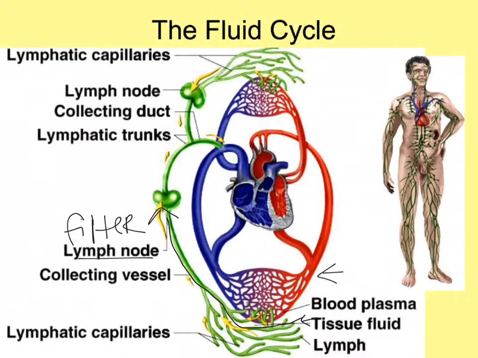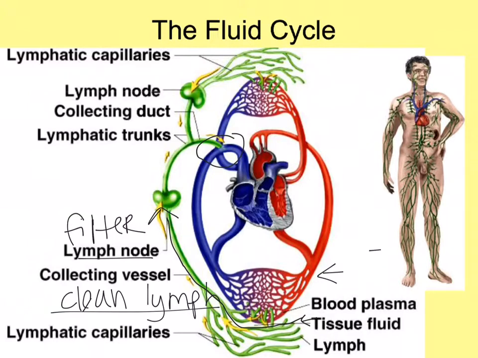We filter it through lymph nodes, and it's going to get filtered through lots and lots of nodes. So it gets filtered through the lymph nodes, and then it ends up dumping into the subclavian vein. So the idea is we're going to clean the lymph by filtering it until we can dump it back into the bloodstream.